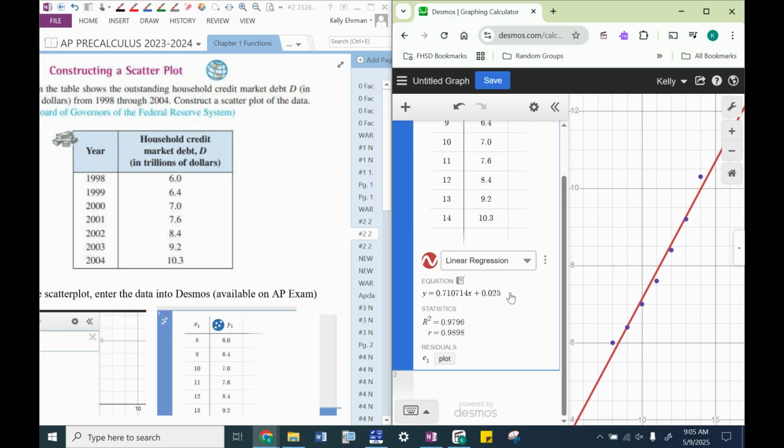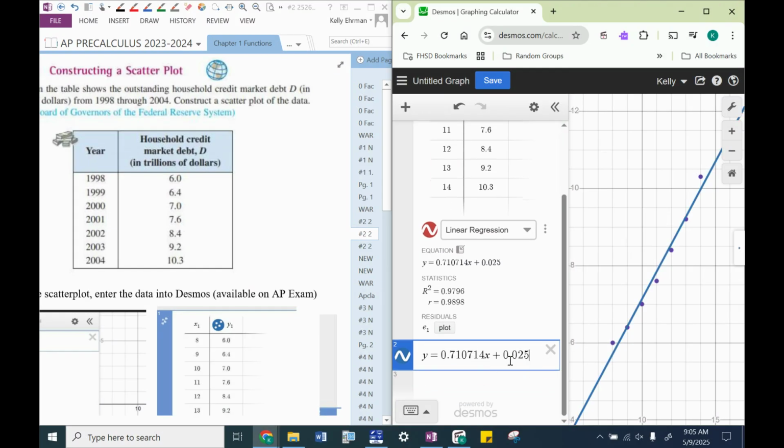And one other thing you can do if you want to use this equation to predict further values, you can hit this little, what is this, a piece of paper or something? It says export a snapshot to the expression list. So click that, and it types it down here for you, which is pretty cool because then I can start using this to plug in values for X.